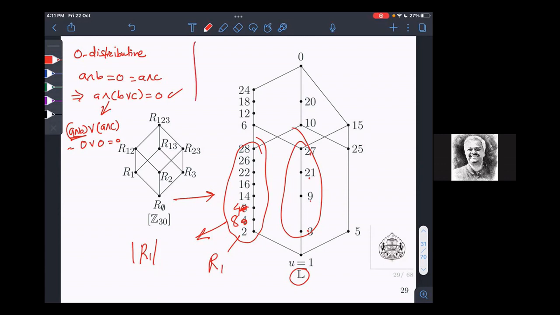What will be one distributive? A join B is 1, which is the same as A join C. Then this will imply that A join B meet C is 1. That is one distributive. And you can prove that this lattice is zero distributive as well as one distributive. You have to play with it a little bit and you can prove it.